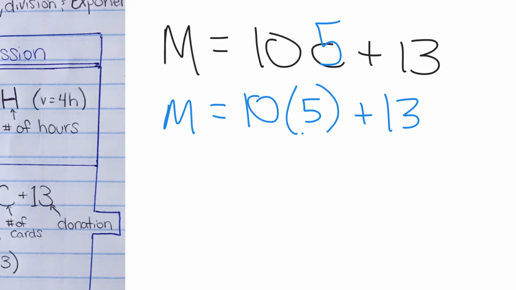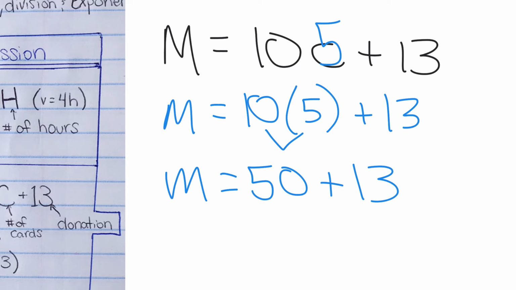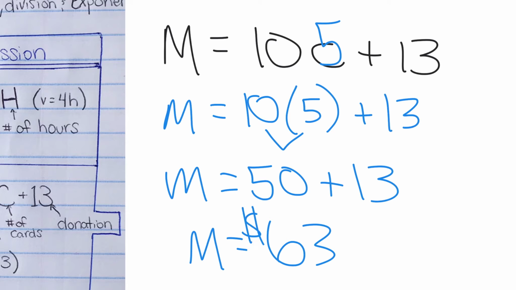So just from discount cards, he makes 5 times 10, which is $50. But he also has that $13 donation from before. So the total amount of money he makes is 50 plus 13, $63. Right? You can replace that number of cards with anything: 5 cards, 6 cards, 10 cards, 20 cards. You just replace whatever that value is for C, multiply it times 10 and add 13.